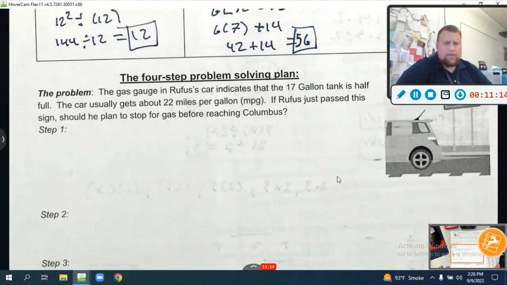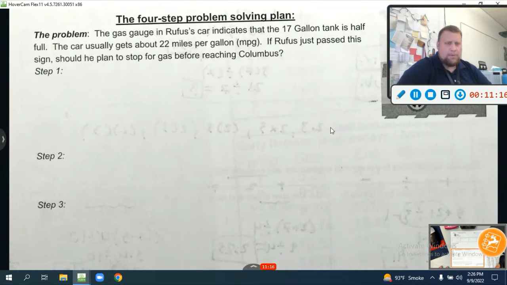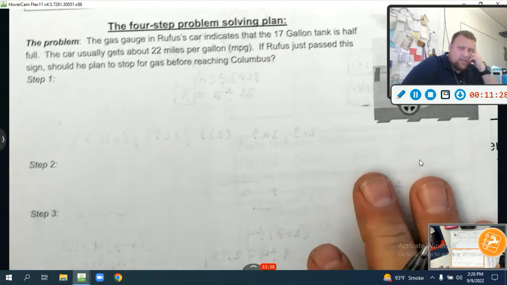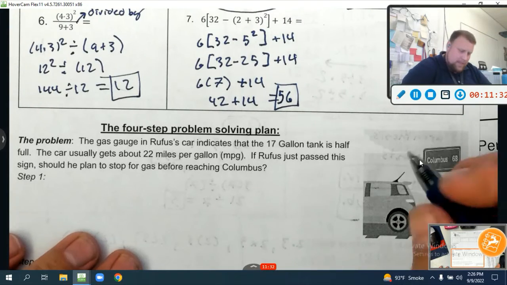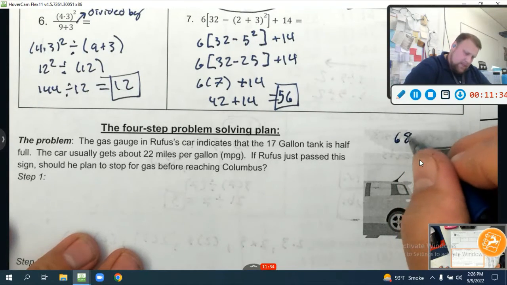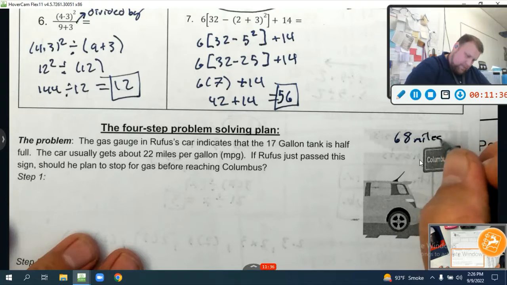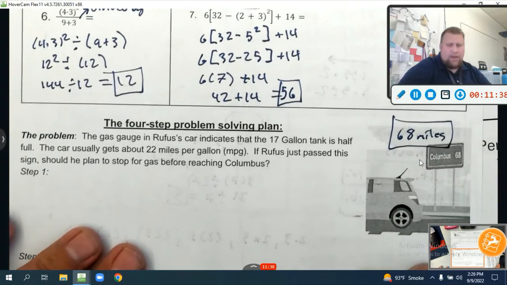Let's talk about the four-step plan. The problem: the gas gauge in Rufus's car indicates that the 17-gallon tank is half full. The car usually gets about 22 miles per gallon. If Rufus just passed the sign, should he plan to stop before reaching Columbus? And what does the sign say? It's hard to read, but it says 68 miles to Columbus, so 68 miles. That's how far he needs to drive.